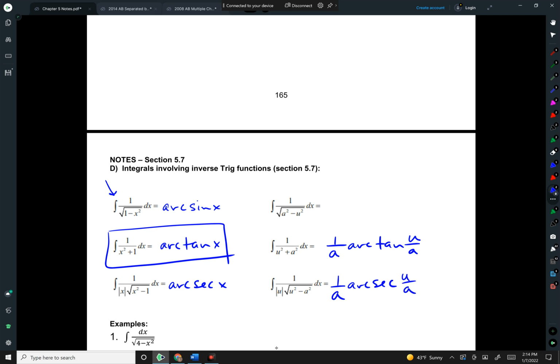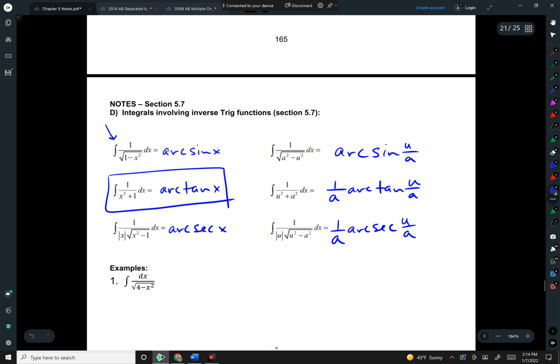Now I saved this one for last. Speculate on this one, on the top one. You would speculate 1 over a, but it doesn't have a 1 over a. It's only arc sine of u over a. Why, you ask? Because that's how God made it. I mean, we could go through a proof and you'd see, oh yeah, it doesn't have it. Well, okay, whatever. We don't care about the proof.